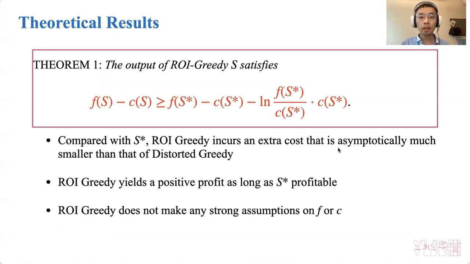Compared with S star, our greedy incurs an extra cost that is asymptotically much smaller than that of distorted greedy. Besides, our greedy yields a positive profit as long as S star is profitable. Moreover, compared with double greedy, our greedy doesn't make any assumptions on F and or C.